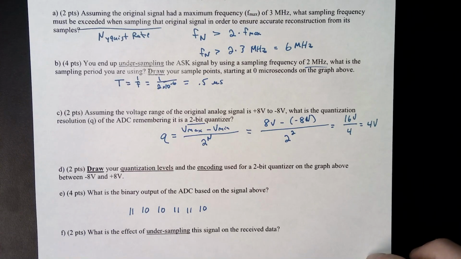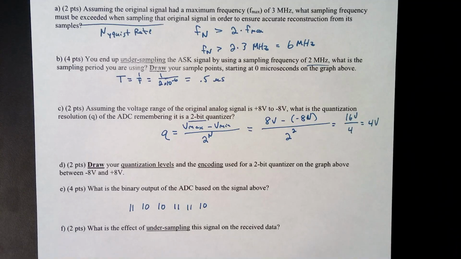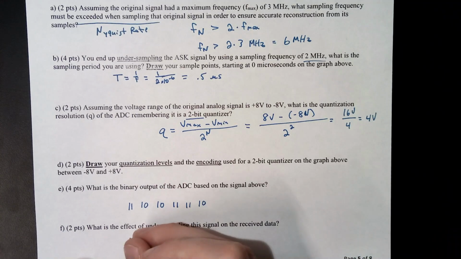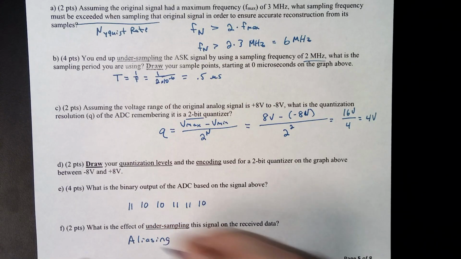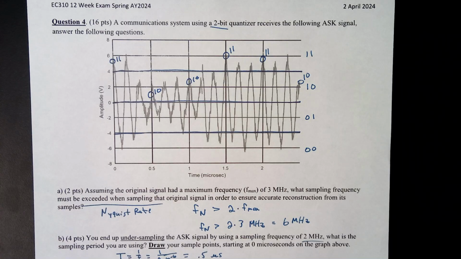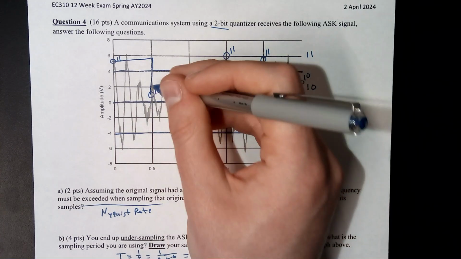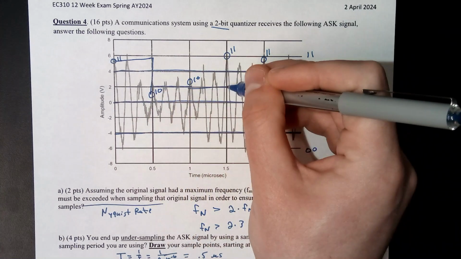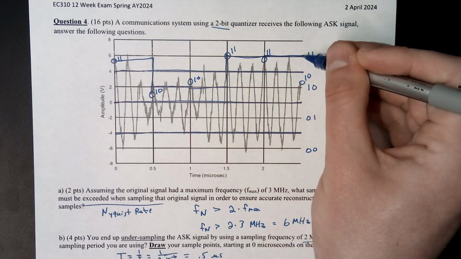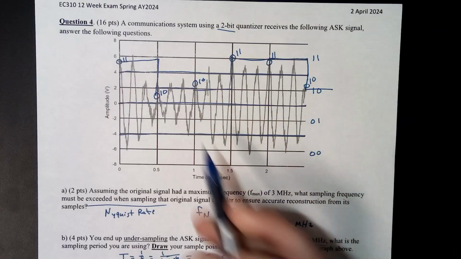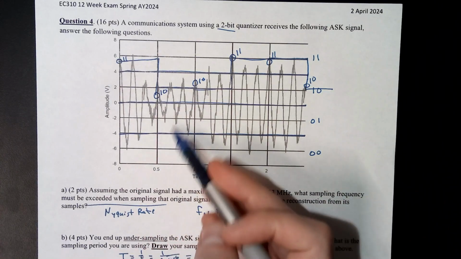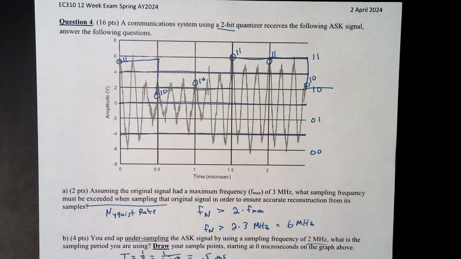Then part F gets into what's the effect of undersampling the signal in the received data, and that's aliasing. The idea here is that because we're sampling below the Nyquist rate, if we reconstruct this signal, it's going to look something like this, where we have sort of the middle value of each of these. Obviously, we're losing tons of information about what that signal looks like. We're losing all of this stuff that goes below the 0 line on the graph. Everything below 0 volts has been lost because we're sampling too infrequently. That's it for that question.